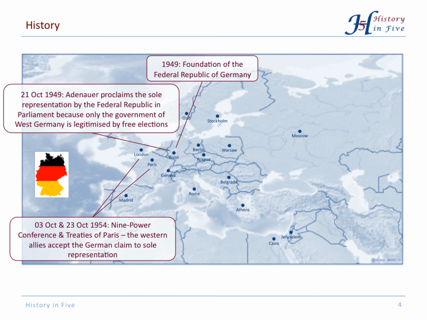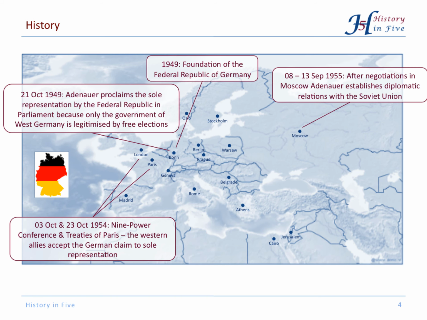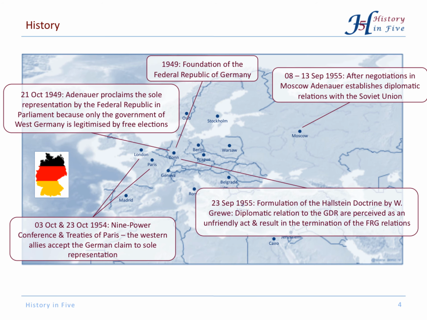Now to the Hallstein Doctrine. In hindsight, ironically, shortly before the Hallstein Doctrine came into effect, Adenauer went to Moscow mainly to negotiate the release of the last prisoners of war. And in return, he had to establish diplomatic relations with the Soviet Union. A few days later, in the same month, the Hallstein Doctrine was formulated, stating that if a state establishes diplomatic relations to East Germany, that is seen as an unfriendly act and will result in the termination of the own diplomatic relations.